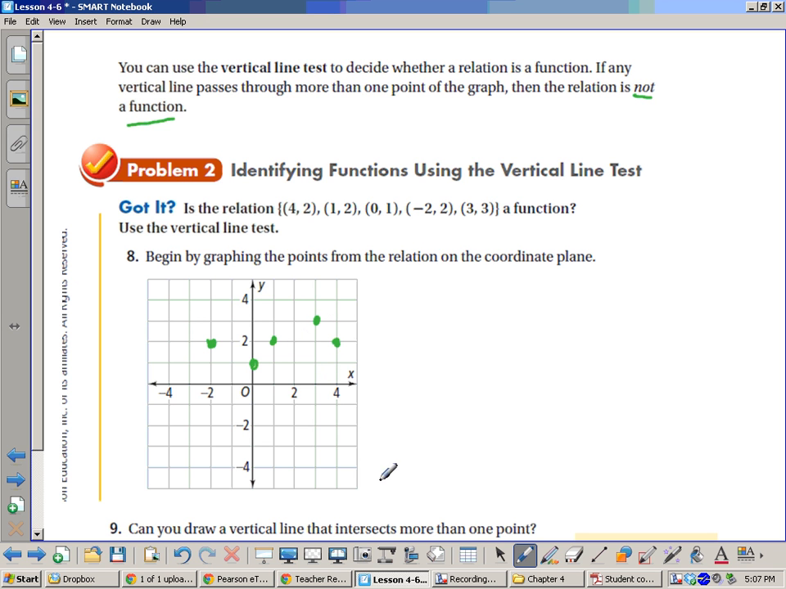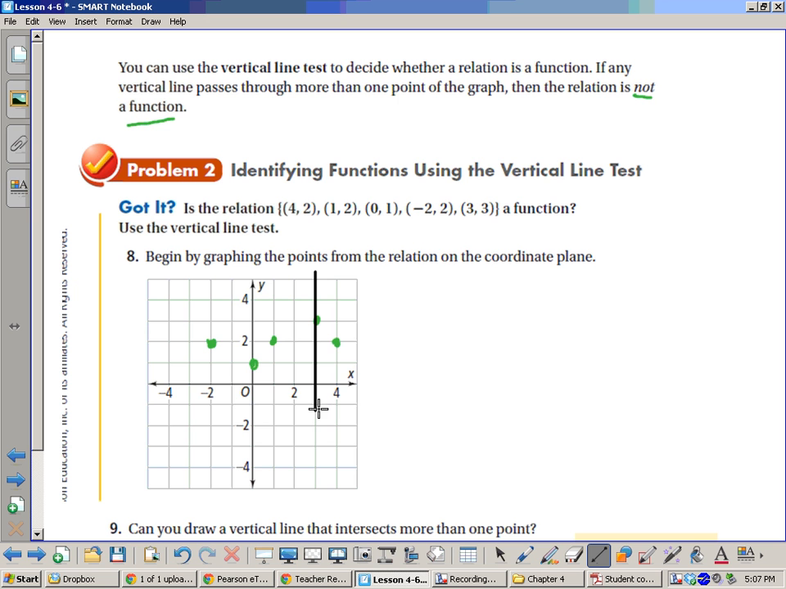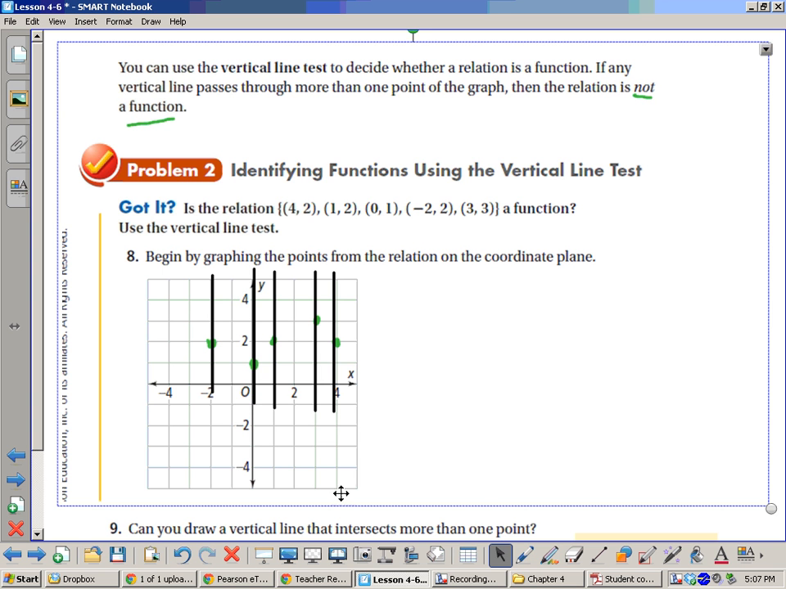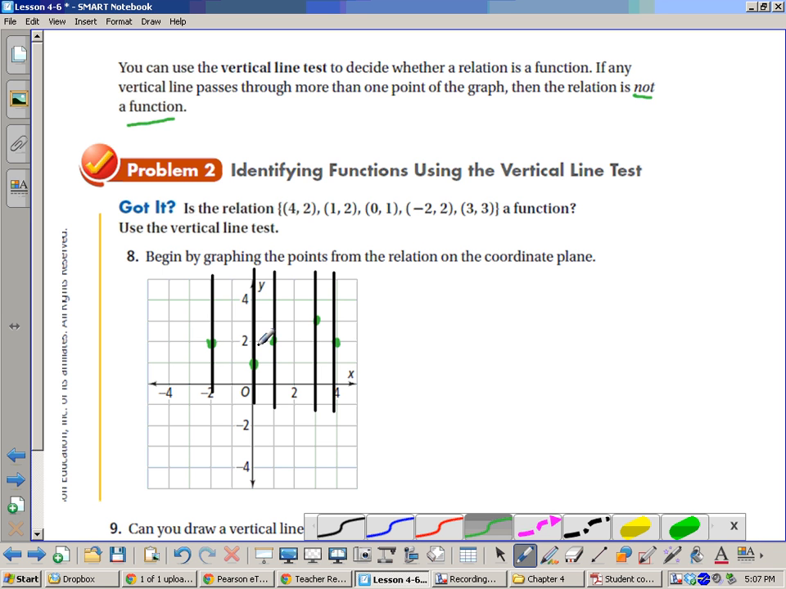So we can see that if we were to draw vertical lines through this, our vertical lines only hit each point once. That one was not so vertical. There we go. So in this situation, we can see that our values here each have just one dot on each line.